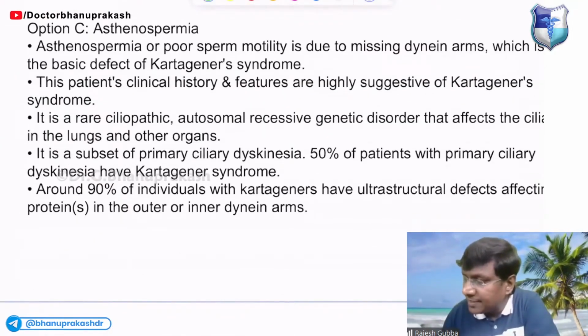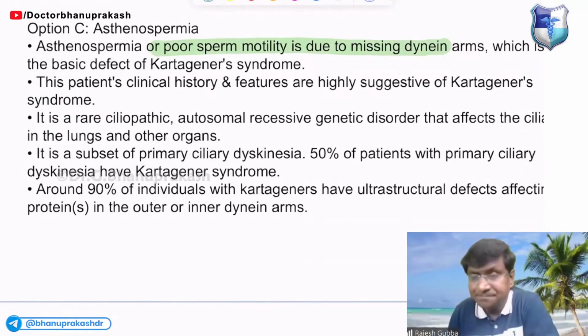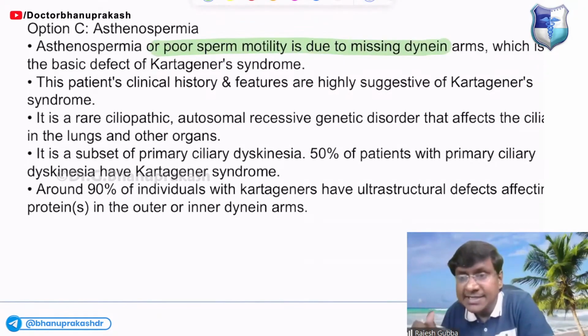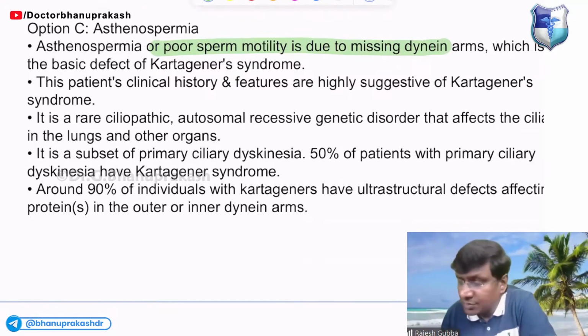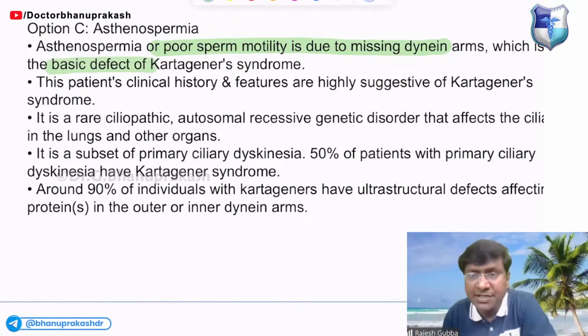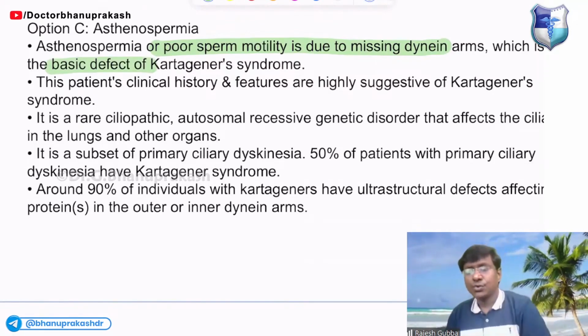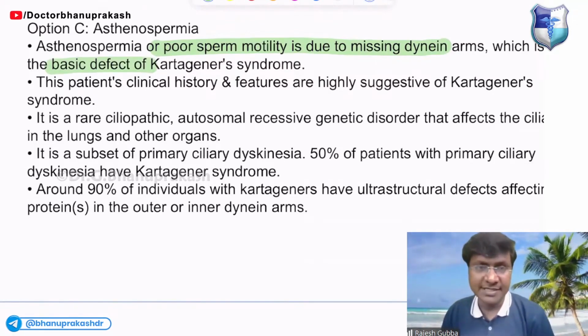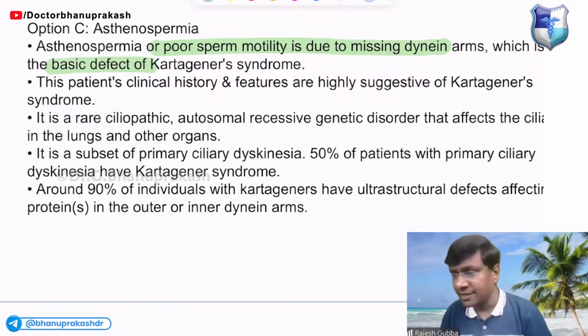Why is there poor sperm motility in these patients? That is due to missing dynein arms. Due to missing dynein arms, what will happen to the sperm motility? There will be poor sperm motility, and that is the basic defect in patients with Kartagener syndrome, right? So now let me take up the discussion of a very important topic, that is bronchiectasis.